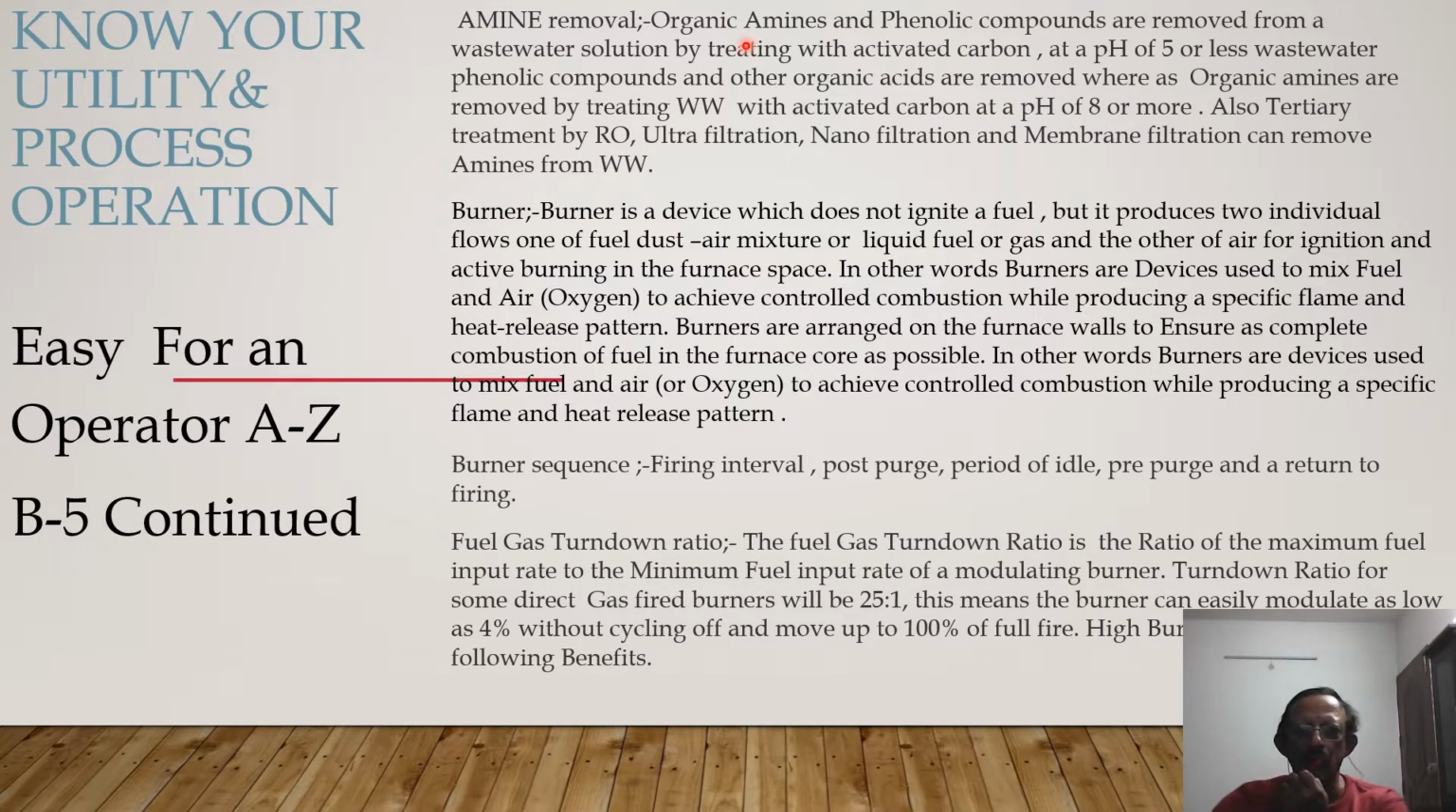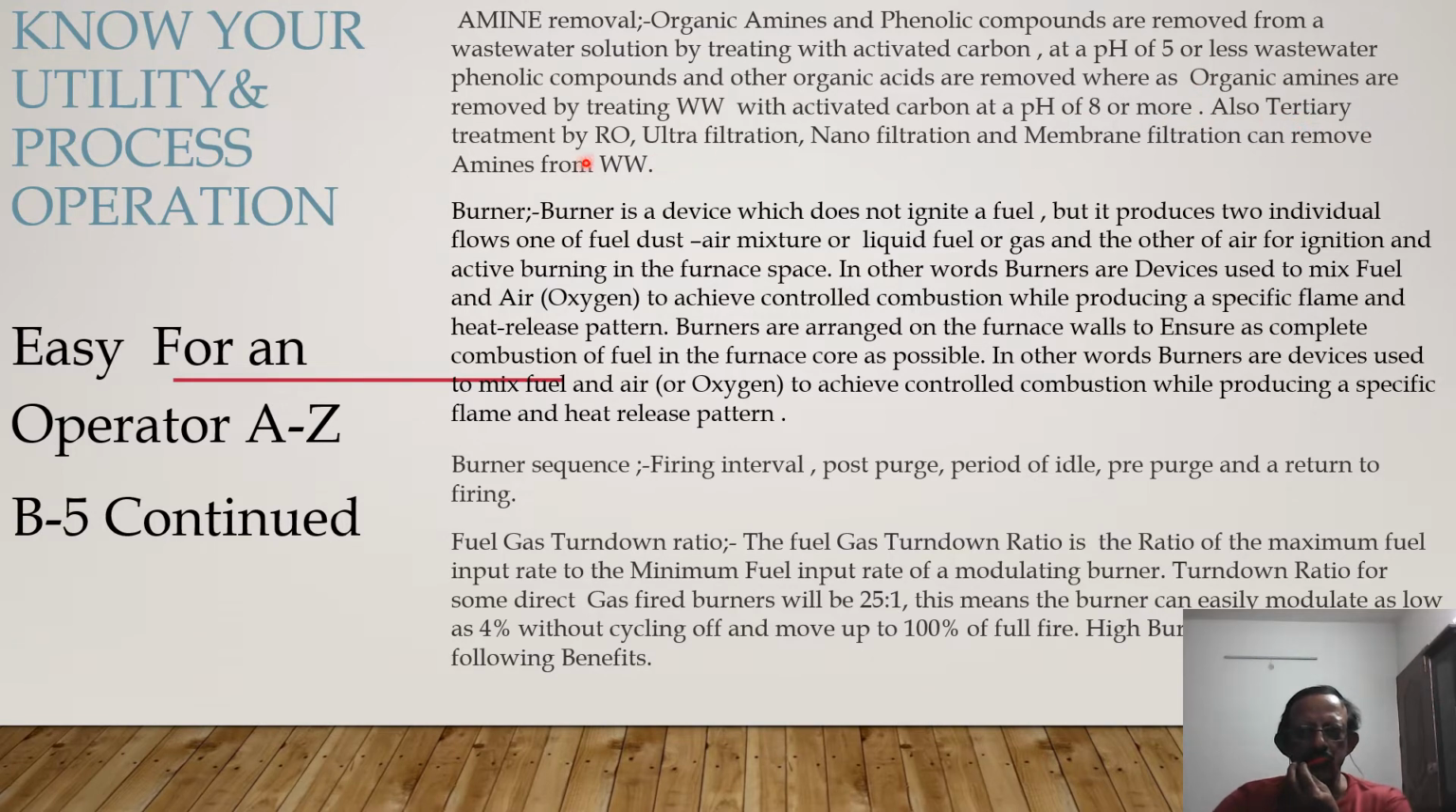We'll see now. Organic amines and phenolic compounds normally will be present in wastewater in the process waste. They can be removed from a wastewater solution by treating with activated carbon at a pH of 5 or less. Phenolic compounds can be removed, and other organic acids also can be removed. Whereas organic amines are removed by treating wastewater with activated carbon at a pH of 8 or more. You have to dose sodium hydroxide or caustic lye.